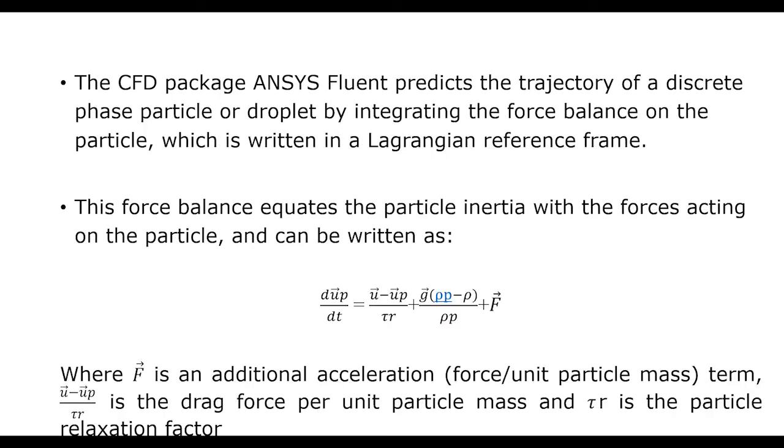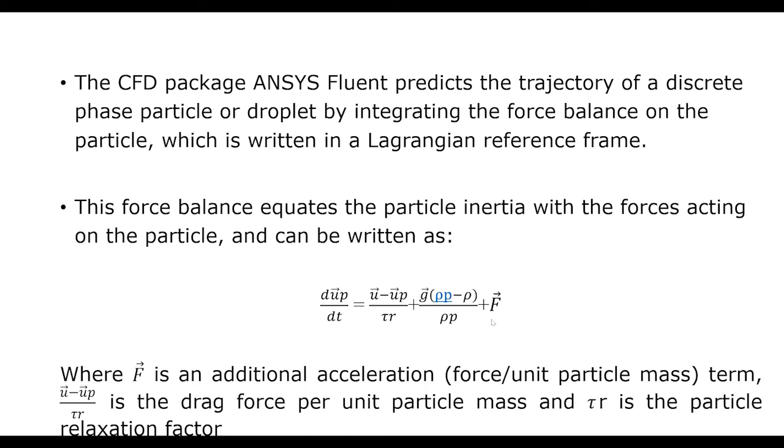The CFD package ANSYS Fluent predicts the trajectory of a discrete phase particle or droplet by integrating the force balance on the particle, which is written in a Lagrangian reference frame. It's not Eulerian. The particle is Lagrangian, but the fluid is Eulerian. The force balance equates the particle inertia with the force acting on the particle. So because this particle has a mass, it has an inertia, and there will be an equilibrium with the force acting on the particle. So this is the general equation applied for this Eulerian-Lagrangian approach.